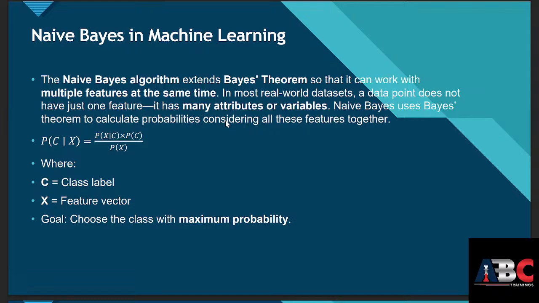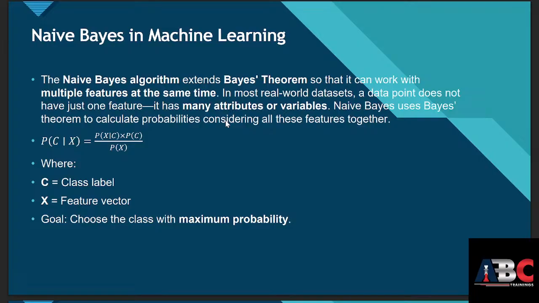For example, in email classification, the features could include presence of the word free, presence of the word discount, length of the email, and number of links in the email. These features together form the feature vector X. So instead of analyzing just one feature, the algorithm evaluates many features simultaneously.